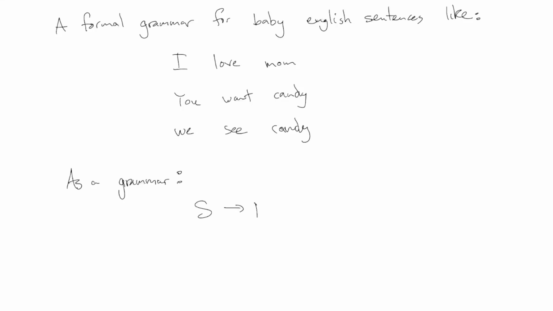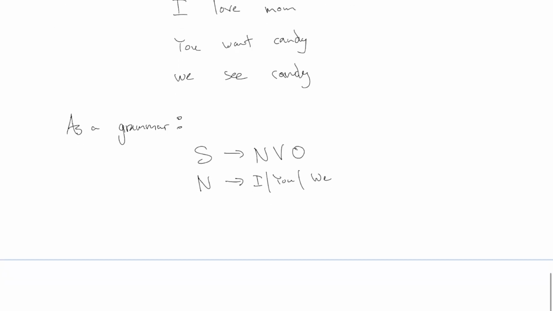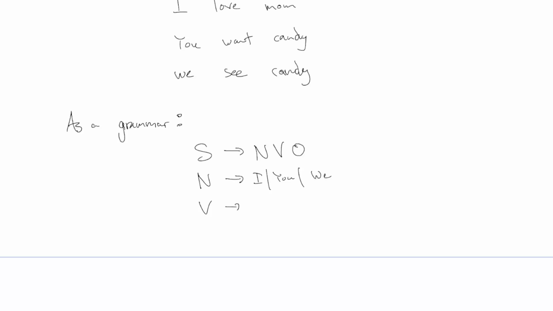I'll write it down first, and then we can talk about what it all means. S, and then this arrow, NVO, and then N, and then this arrow, I | U | we. Those bars are a vertical bar. V represents the verbs. Apparently the allowable verbs in these examples are love, want, see, and then O represents the objects, which in this case are mom or candy.